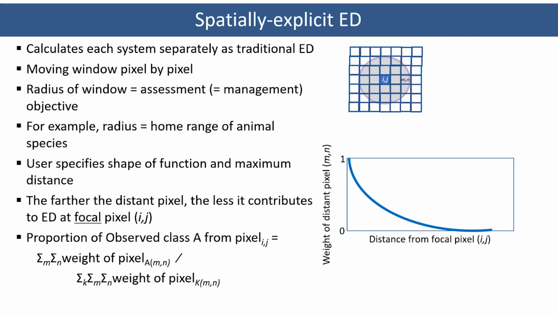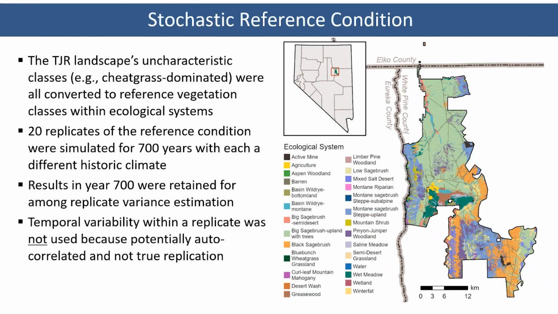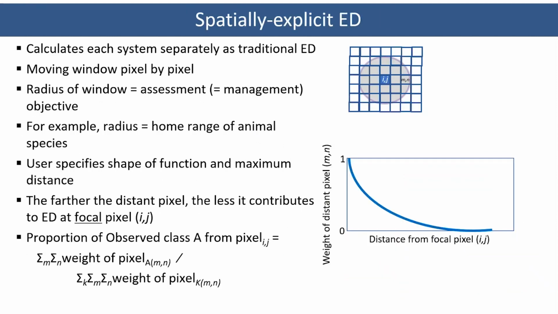So the radius of the window is user defined, depending on your management objectives. Sage grouse, 10 kilometers. Pygmy rabbit, 500 meters. And this could be a flat line, so all pixels contribute equally. This is user defined too. You could put a straight line if you want, but you have to have a management question to define both the radius and the shape of the function. Oh yeah, and for class A, these weights divided by the weights among all classes is your observed proportion. As simple as that.